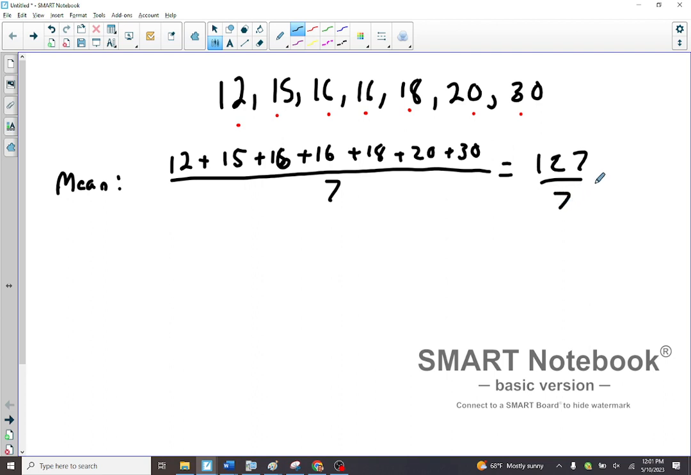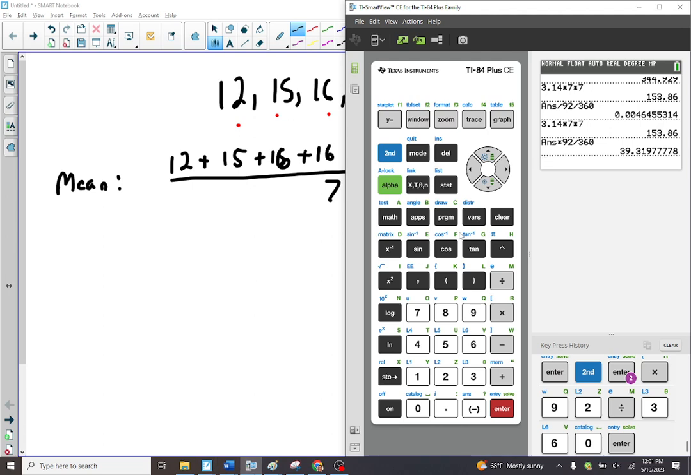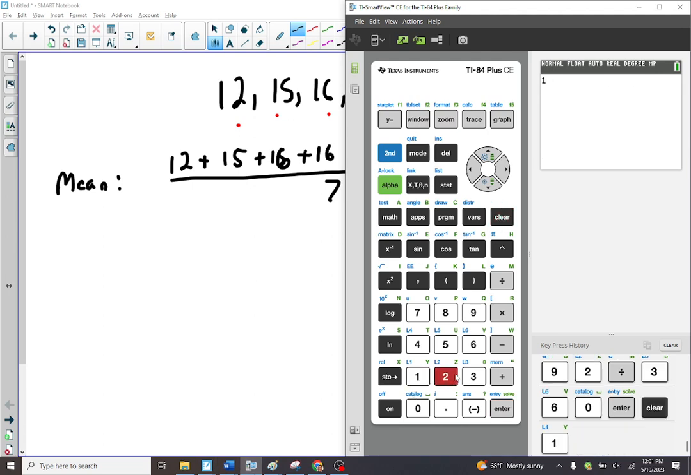127 divided by 7. That is going to be, guys in the back, I told you to be quiet. People who just walk in, just be quiet in general.